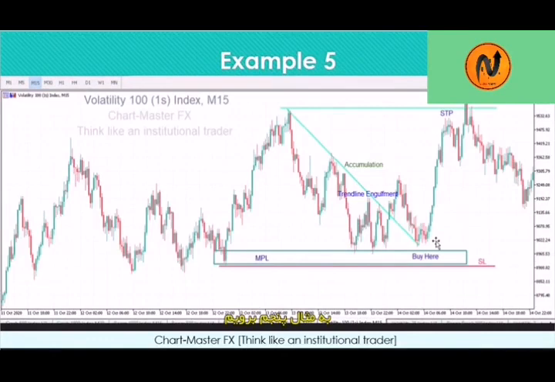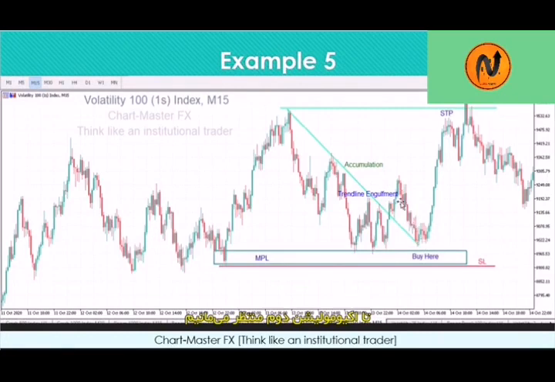Let's go to example number 5. This is a buying setup, guys, and we are on volatility 101S index M15. So what happened here, guys, is that we had an MPL here. Once we had an MPL here, the price dropped down and we had a clear trend line here. So what happened with this trend line? It was engulfed here.